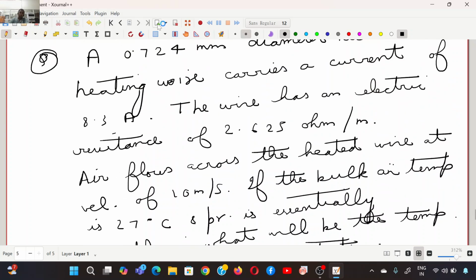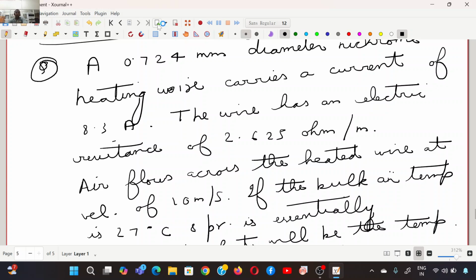Okay, so I'll read the problem now. The 0.724 millimeter diameter nichrome heating wire carries a current of 8.3 amperes. The wire has an electrical resistance of 2.625 ohm per meter. Air flows across the heated wire at a velocity of 10 meter per second. If the bulk air temperature is 27 degrees Celsius and pressure is essentially atmospheric, what will be the temperature of the wire at steady state?